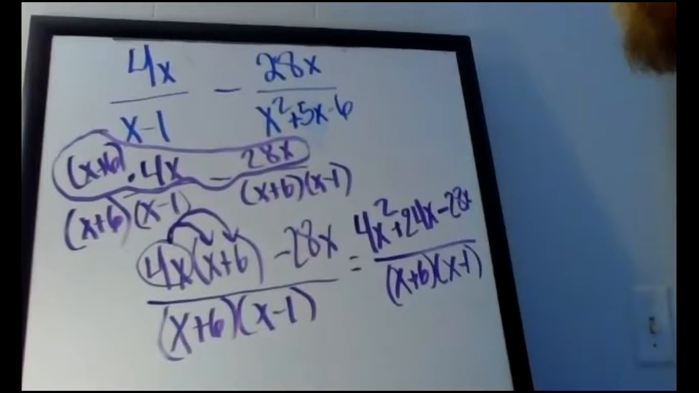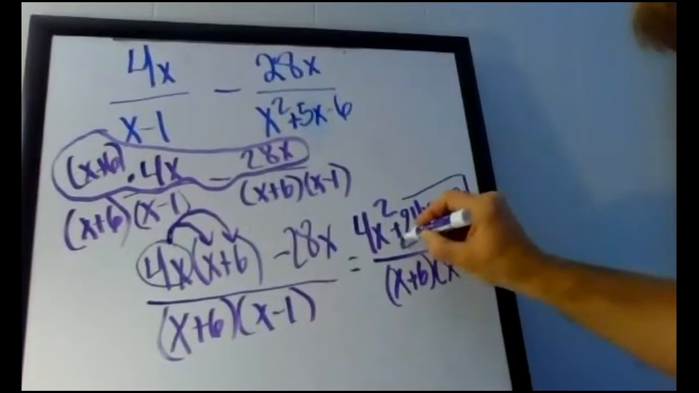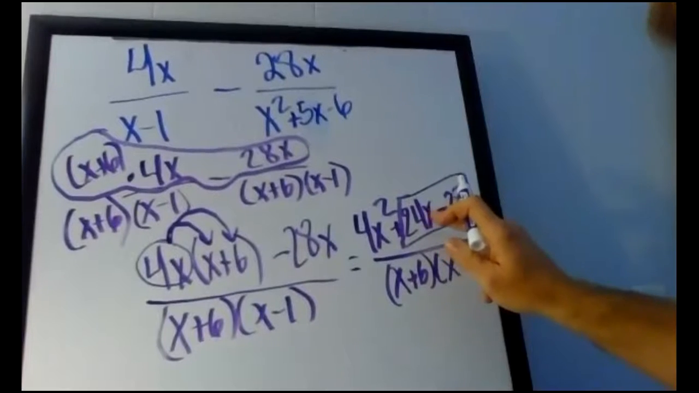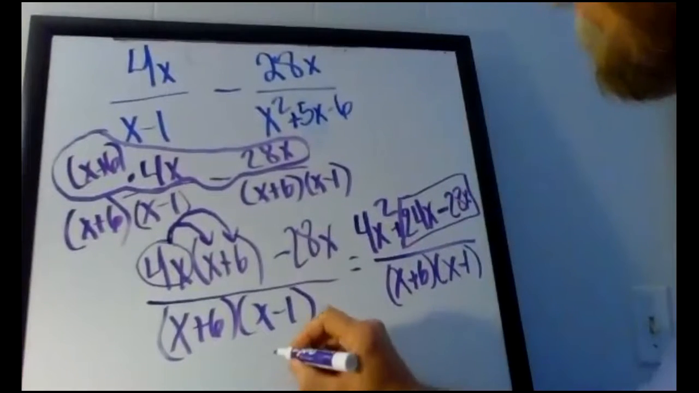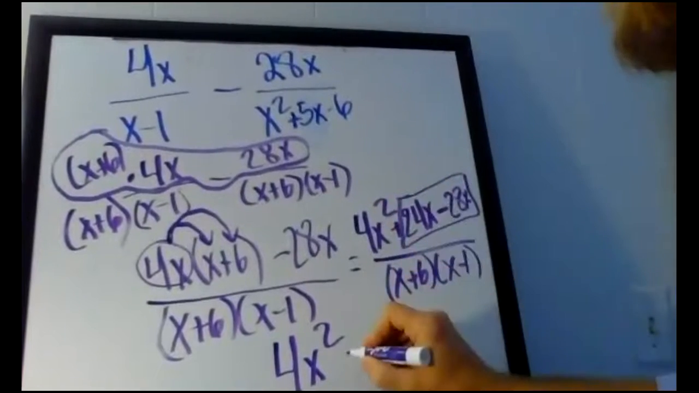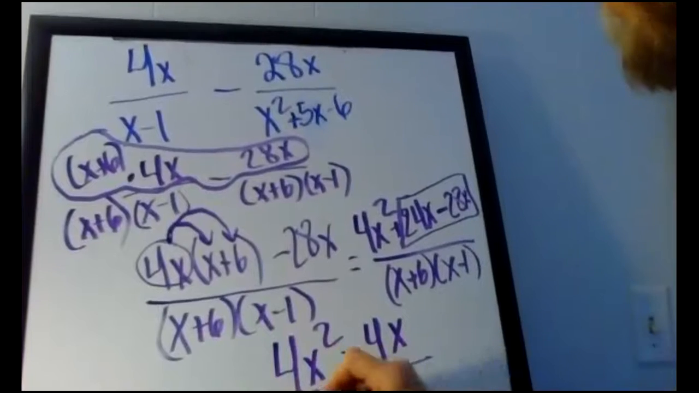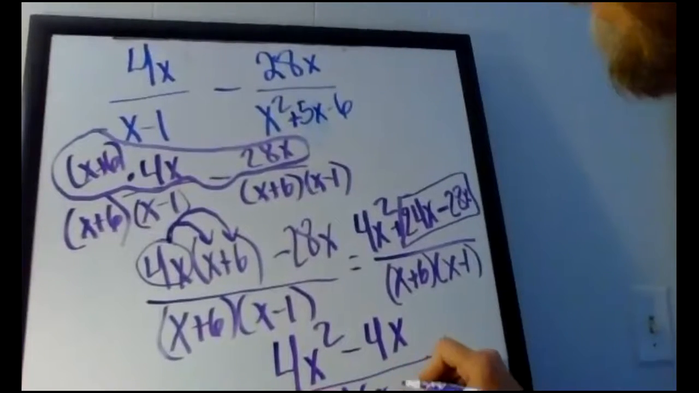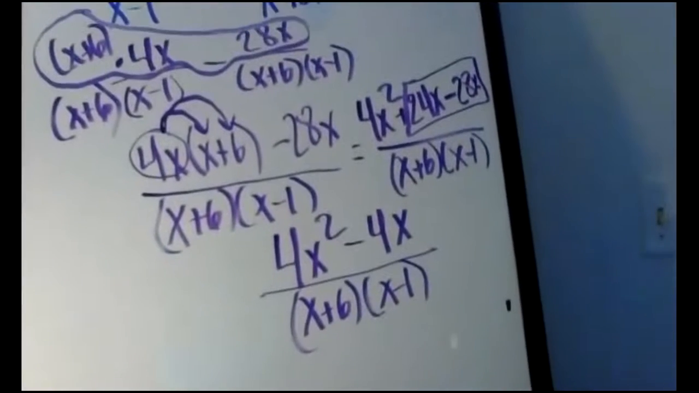Okay? One thing I've got to do is clean up this 24x minus 28x. So let's simplify that piece, combining like terms. 24x minus 28x is -4x. So I'm going to write 4x squared, this stays the same, minus 4x, all over x plus 6 and x minus 1. Okay, there it is right there.